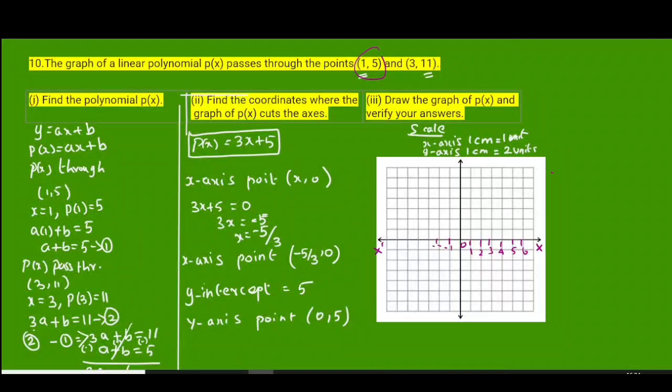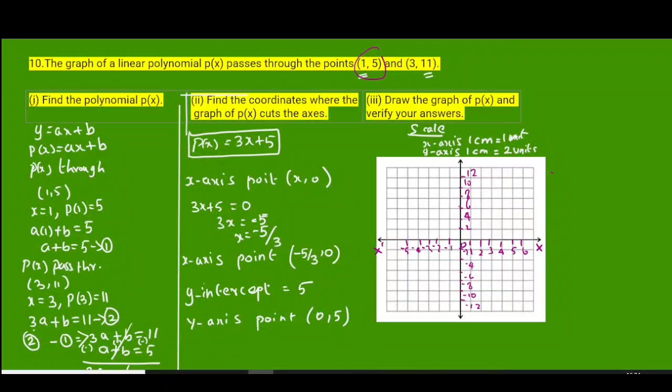I am going to take the points like this, negatives -3, -4, -5, and on the y-axis 1 centimeter is 2 units. So 2, 4, 6, 8, 10, 12. Here -2, -4, -6, -8, -10, -12.